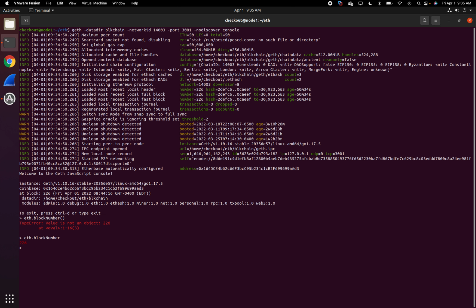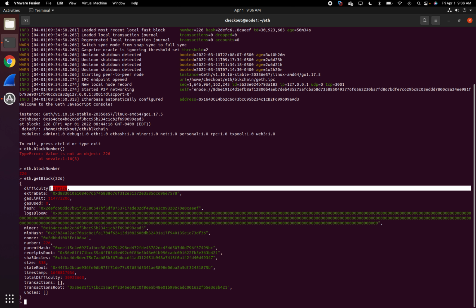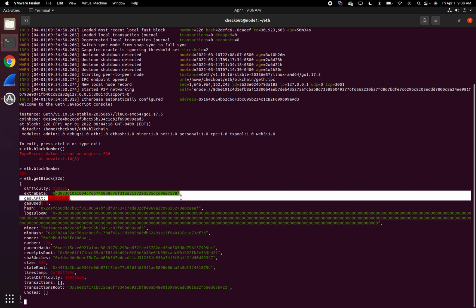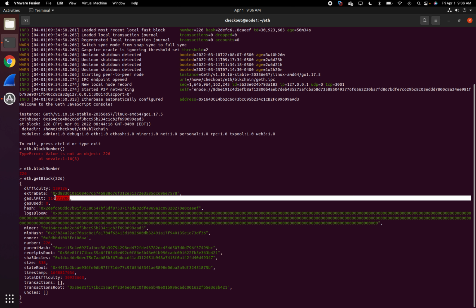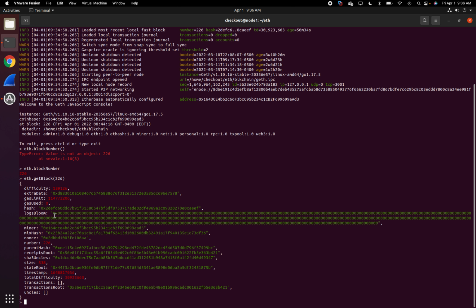We can look at the last block if we do eth.getBlock and put the block number in, so we go 226, and we're going to get the contents of the block. As we can see here, we have the difficulty of the block. We have any extra data that's encoded with the RLP encoding technique. We have the gas limit for any transaction or anything that's handling the block. However, there's zero gas used, so this gas limit doesn't take into account.